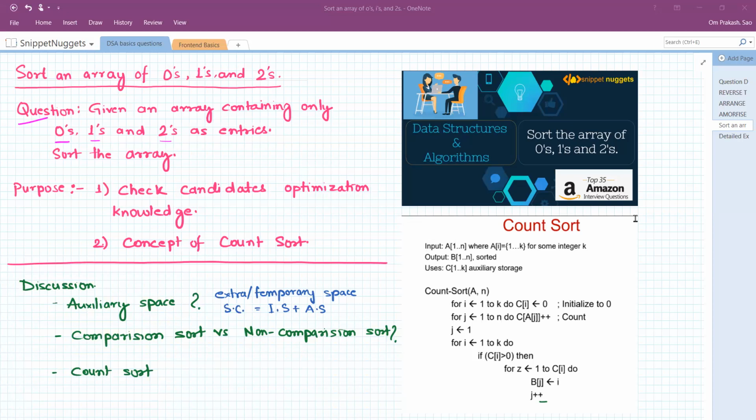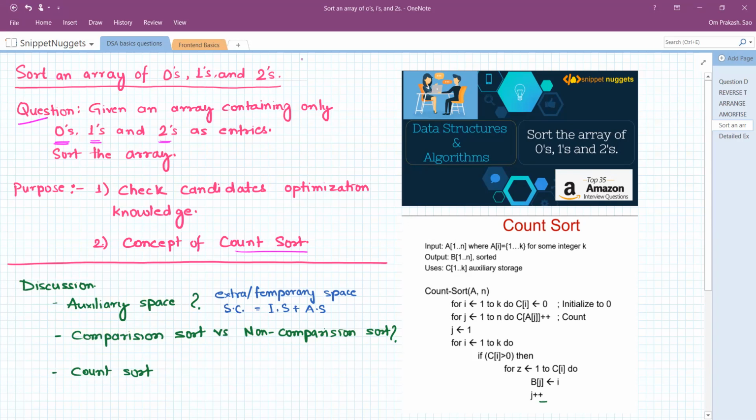This question is generally asked to beginner level candidates. It tests how well you are able to think about optimization and the concept of counting sort. Okay, so what is the question here? The question is very simple. If you have an array which contains either zeros, ones or twos in a repeated manner, you need to sort that array.